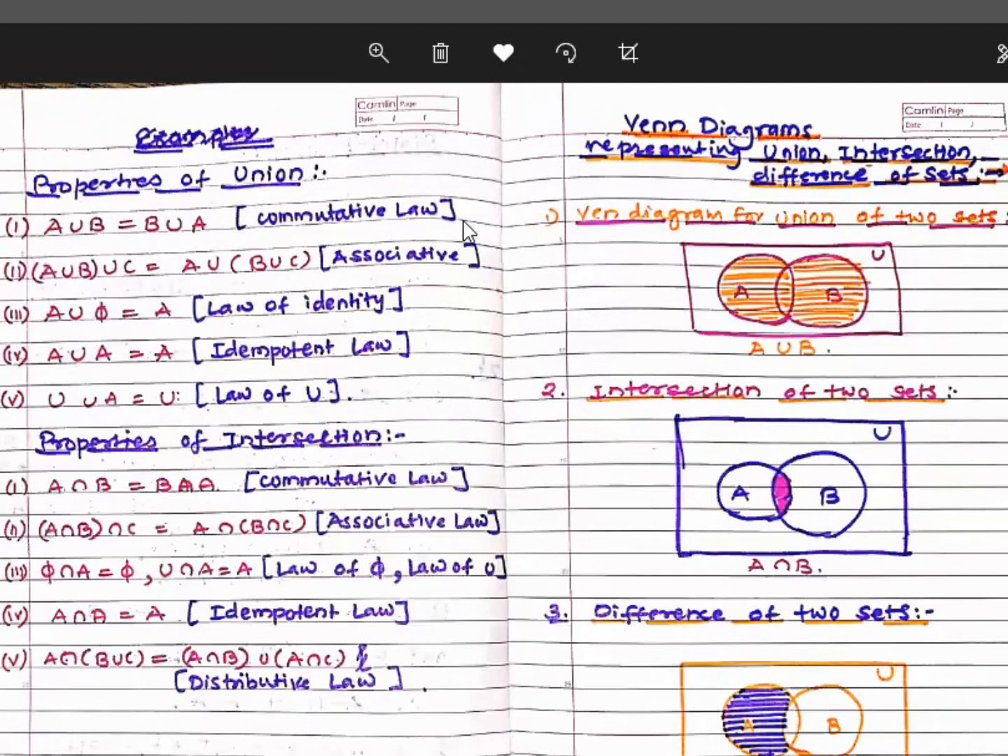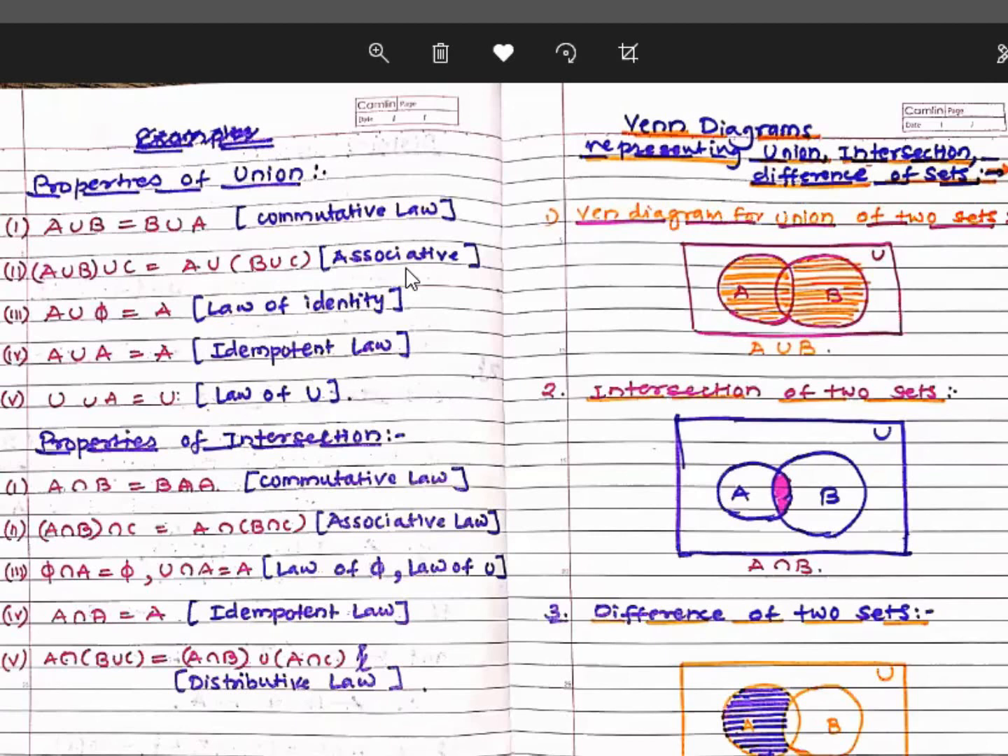The first one is the commutative law. Commutative law for union is A union B equal to B union A. The same thing is here for intersection also. A intersection B is equal to B intersection A. Even if we change the order, they will remain the same. So in that case we can say they are commutative. Union as well as intersection both are commutative.